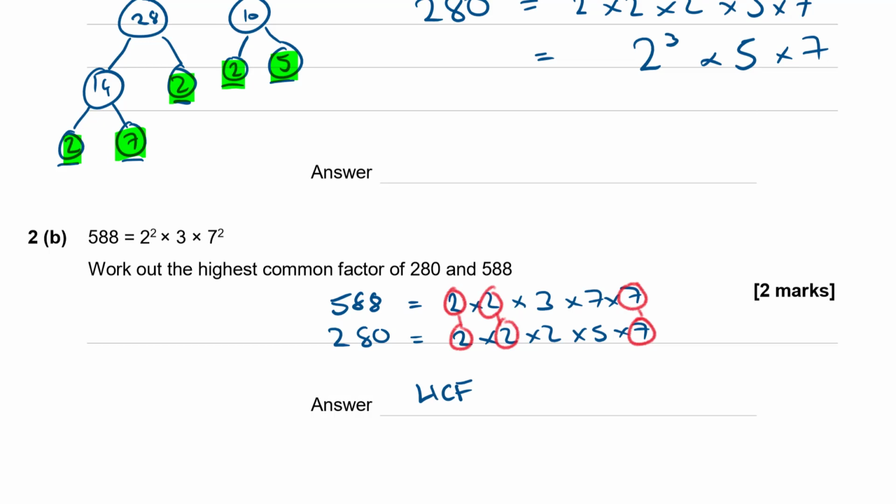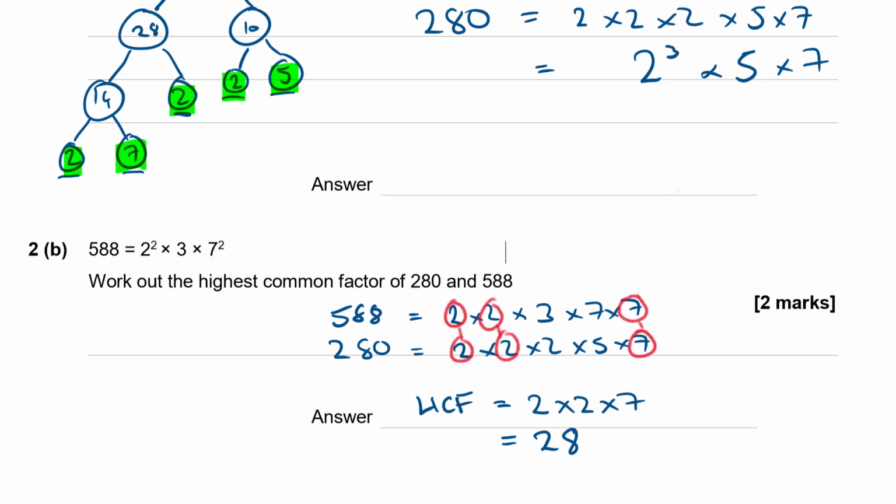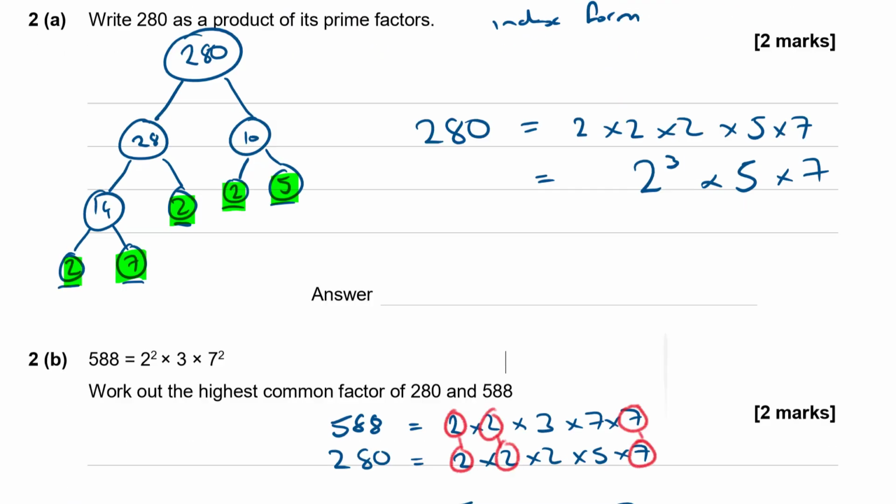So what we do now is take each of those numbers that I did ring and add them into our HCF expression. So that's 2 times 2 times 7. What is 2 times 2 times 7? 4 times 7 is 28, isn't it? So my HCF is 28. So using prime factor decomposition, there's a technique for finding both the HCF and the LCM of a number.